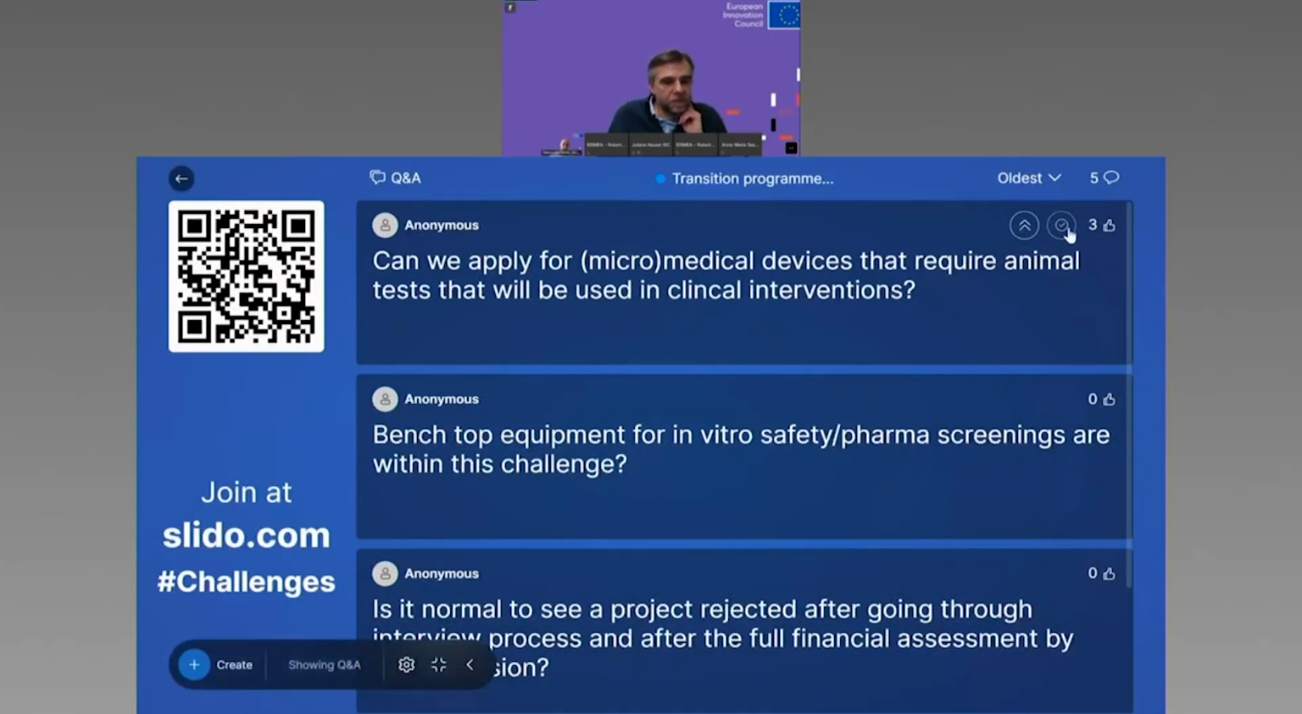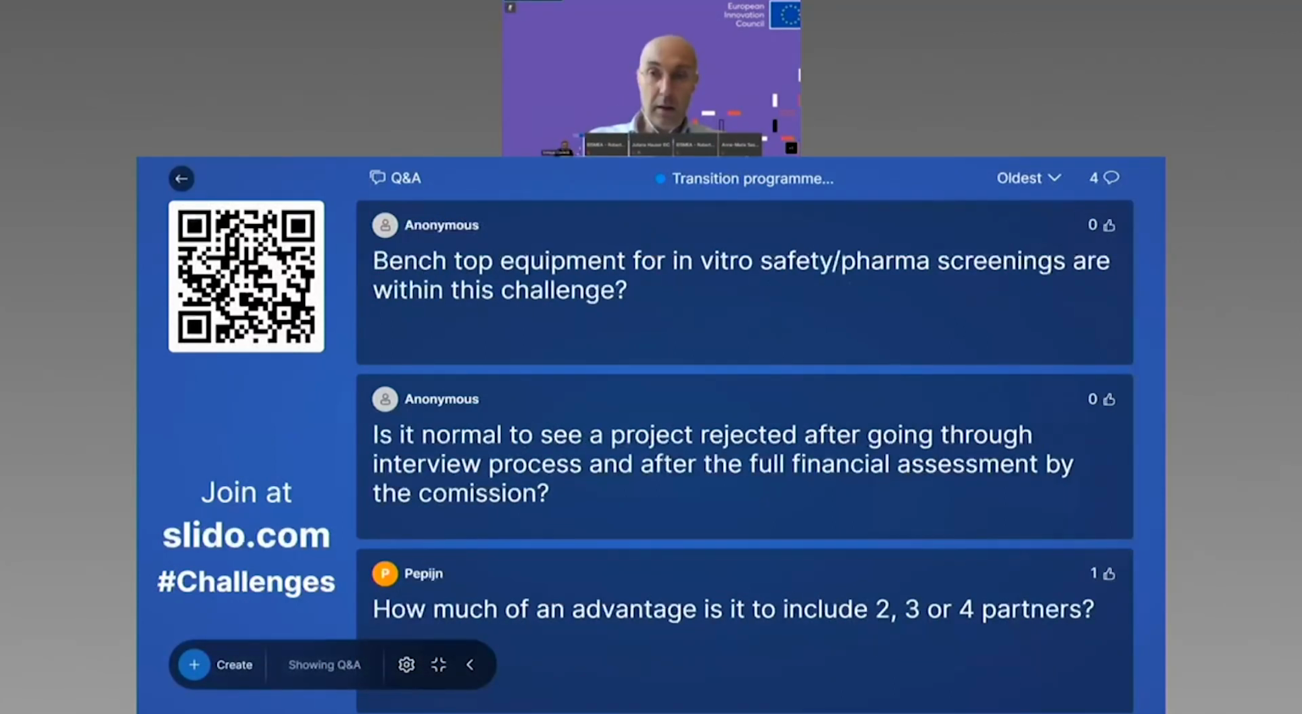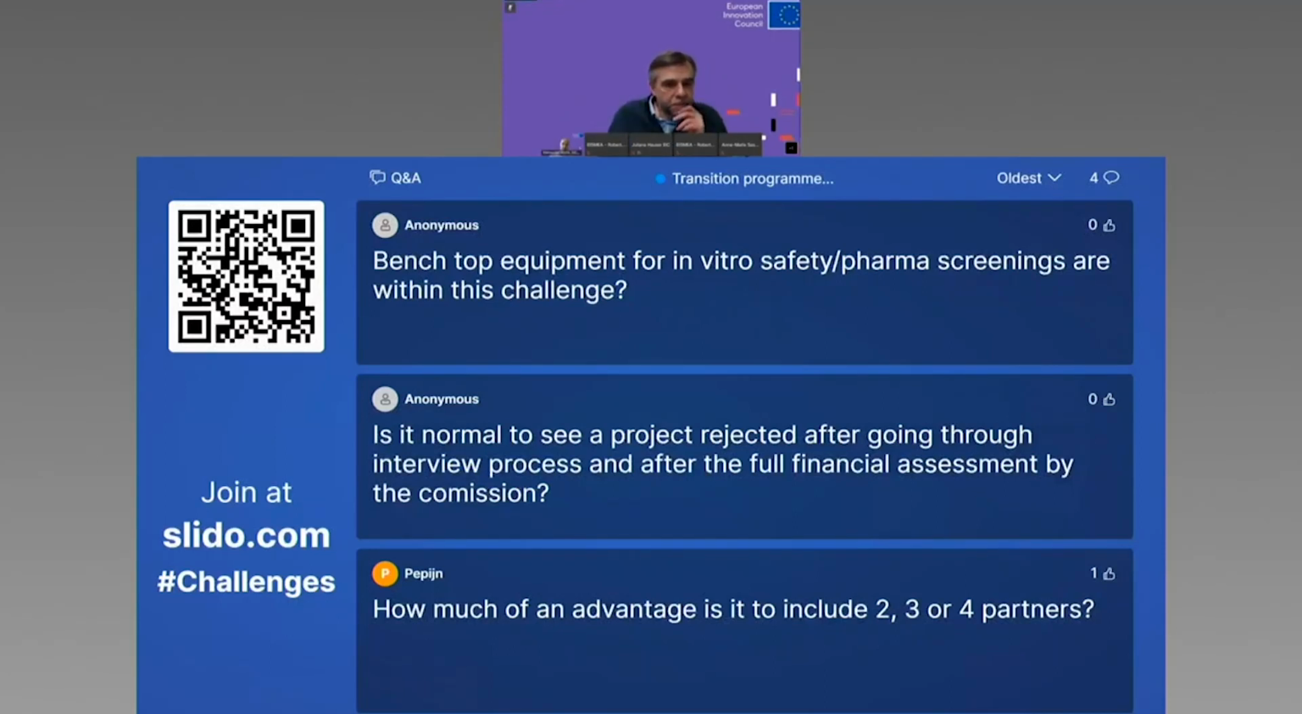Yeah. And there might be ethics requirements that are added by the ethics assessment. Yes, yes. Are benchtop equipment for in vitro safety pharma screenings within this challenge? Yes, as long as it incorporates elements of micro, nano, bio. This is the main topic in the call, yes.